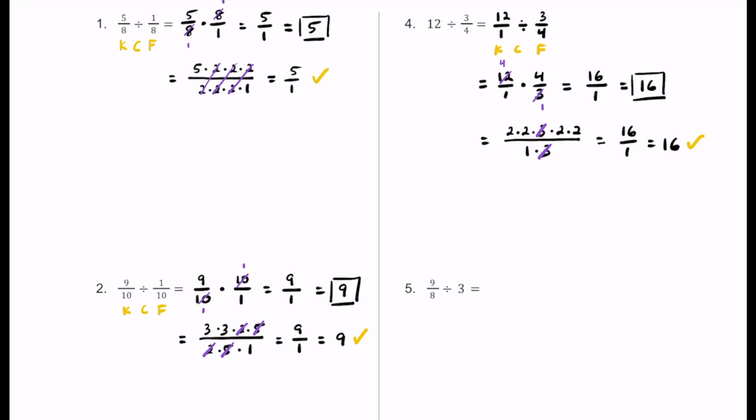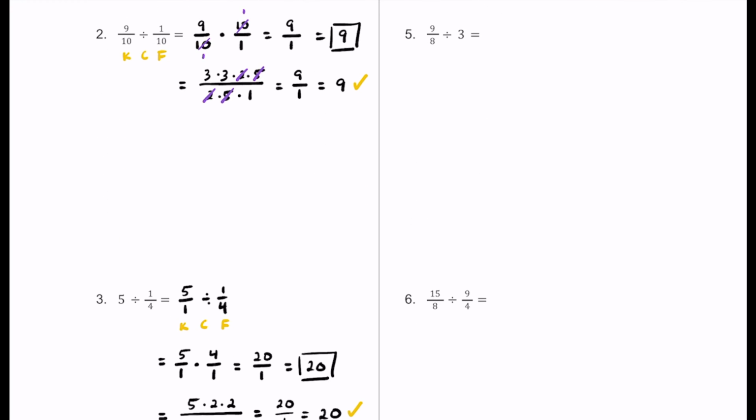Moving on to number 5, we have 9/8 divided by 3. So let's just go ahead and rewrite this. We have 9/8 divided by 3, but as a fraction, 3 is 3/1. So this is the same problem, but now that we have a numerator and denominator for both fractions, we can keep, change, and flip. So if we keep 9/8, that's going to stay as 9/8. Change division to multiplication and flip the 3 and the 1 to make 1/3. That's the reciprocal.